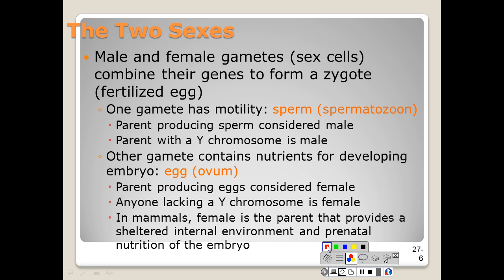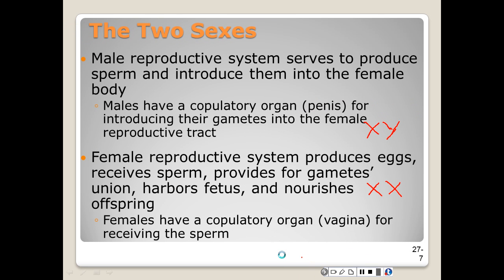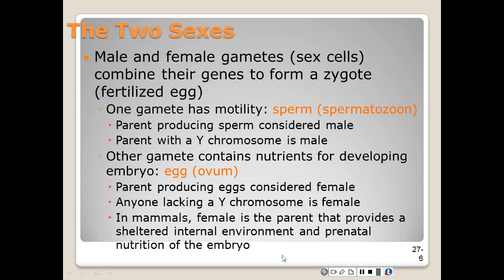Okay, so we know that the male has an XY, and the female has an XX. In mammals, the female is the parent that provides a sheltered internal environment and prenatal nutrition for the embryo.